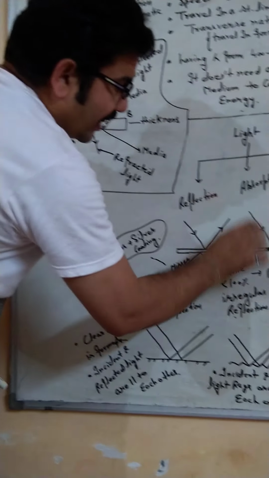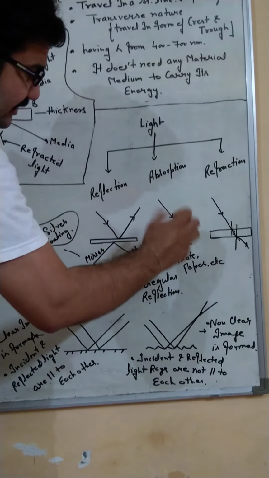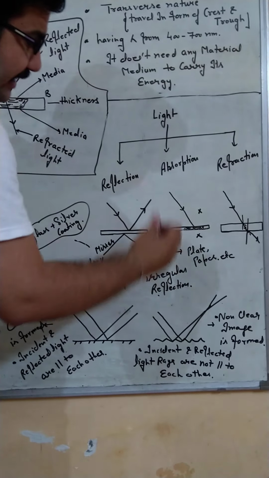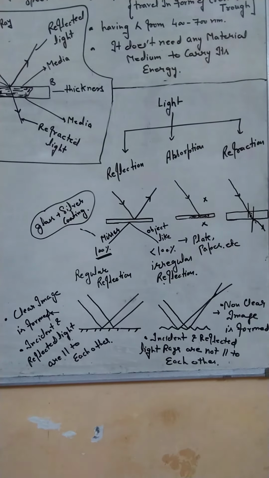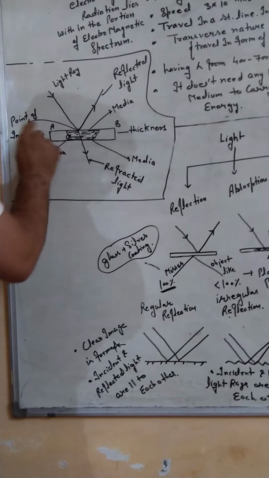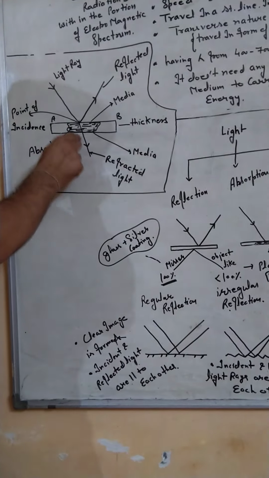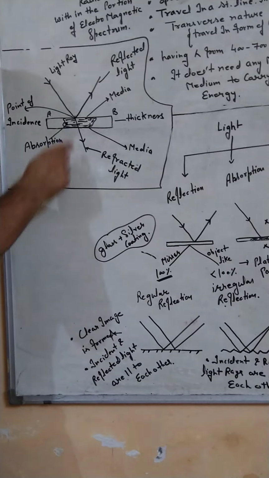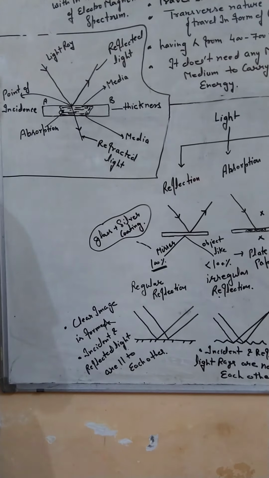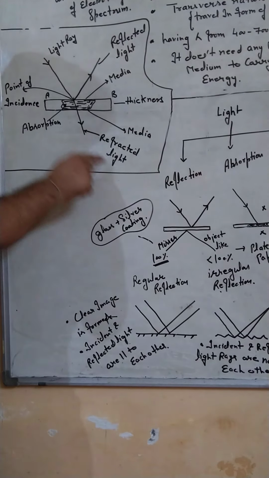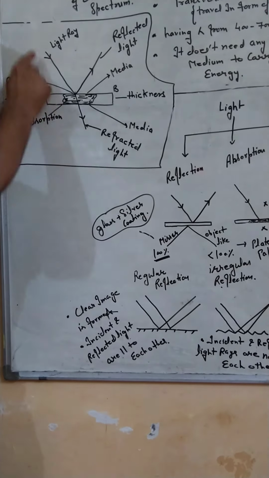The light falls on the surface and the whole light energy is absorbed by the material and it gets heated, etc. This is known as absorption. And third one, the light falls on the surface of any media, it penetrates and comes out from the other surface of the same material, and that phenomenon is called refraction, that is here.